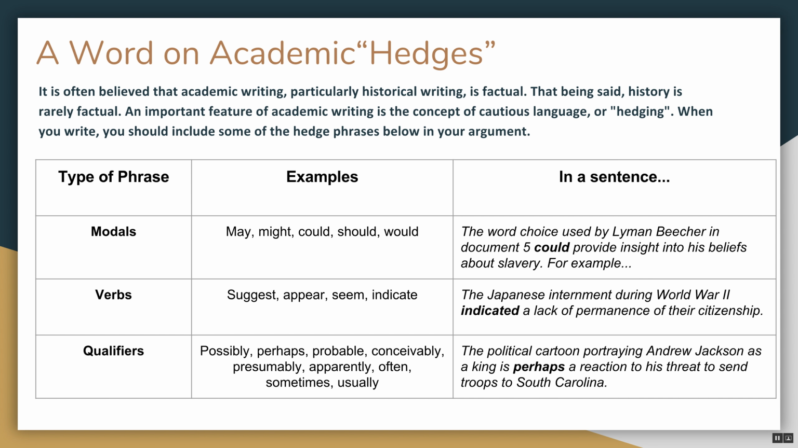And finally, using qualifiers like presumably, possibly, perhaps, conceivably. An example is, the political cartoon portraying Andrew Jackson as a king is perhaps a reaction to his threat to send troops to South Carolina. We're not saying that it's definite. We're not saying the political cartoon definitely shows, or that it's definitely a reaction to his threat to send troops to South Carolina, because we're not completely clear.